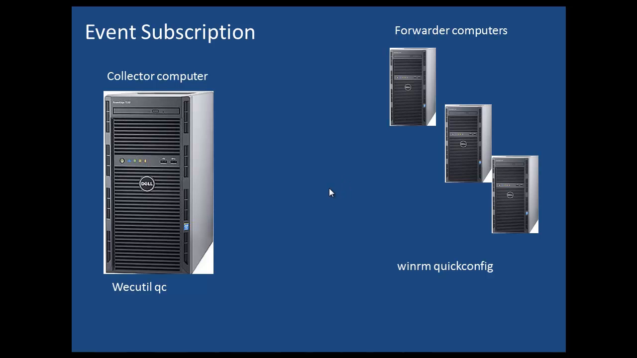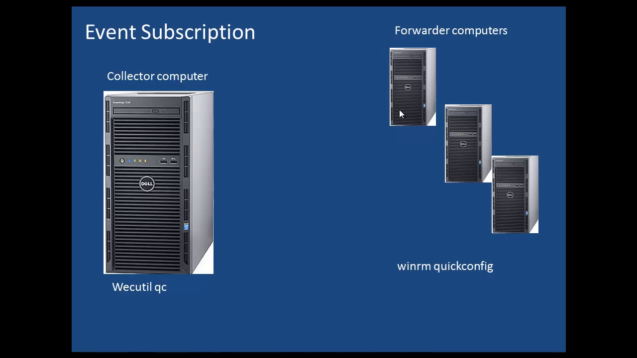Now, on our screen here, we have the collector computer. That is the computer that's going to collect all the events from the source computers, which we call forwarders. To use the event collecting feature, we have to configure both the collector to the left here and the forwarder computers to the right. To enable subscription, we will now look at what we will use to configure these computers.